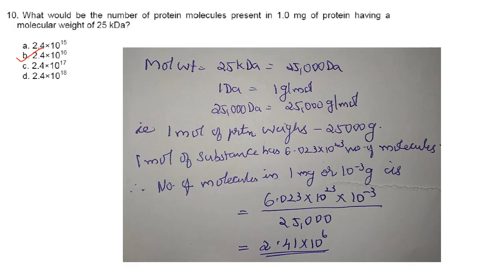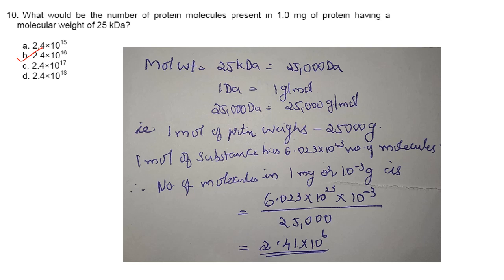Then what would be the number of protein molecules present in 1 milligram of protein having a molecular weight of 25 kDa? So molecular weight is 25 kDa or 25 kilodalton, that is equal to 25,000 dalton. And 1 dalton is 1 gram per mole. So 25,000 dalton is 25,000 gram per mole. So 1 mole of protein weighs 25,000 grams.